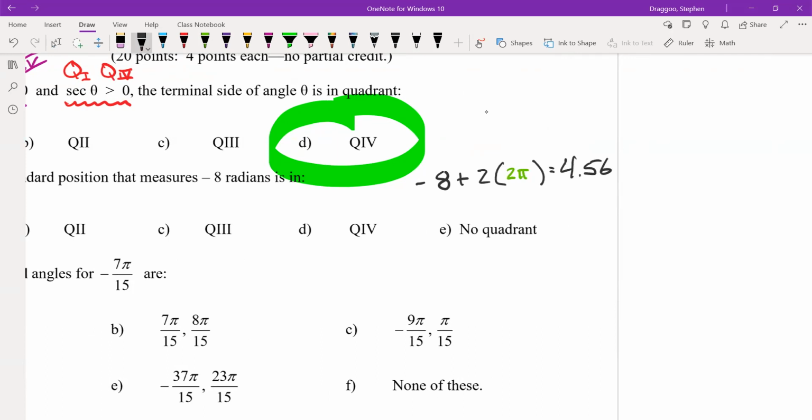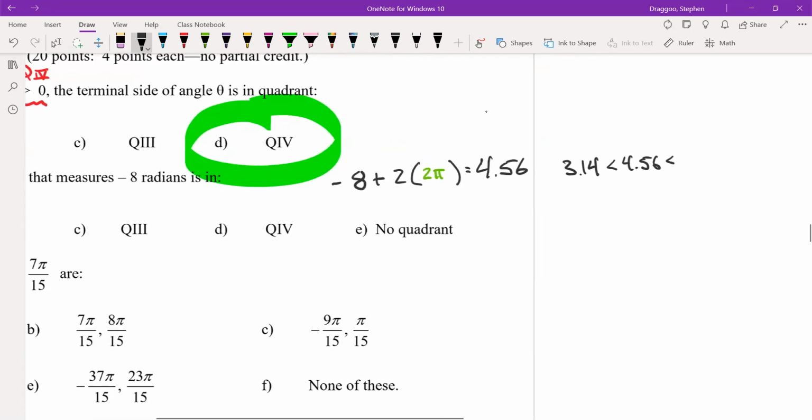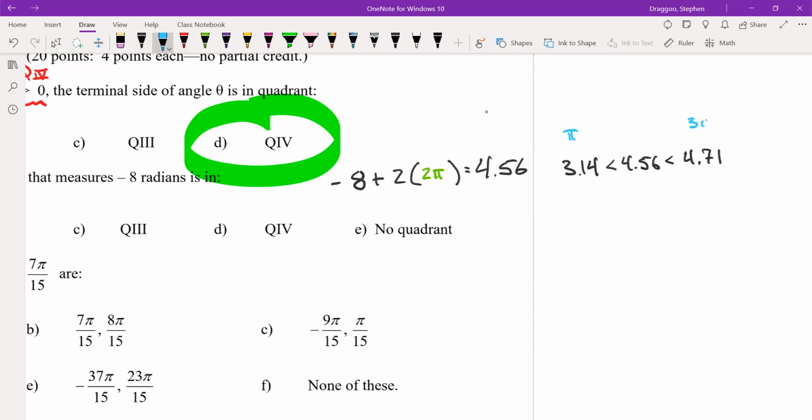And then just compare 4.56 to the boundaries between quadrants. Pi is 3.14, and 4.56 is bigger than that. But 3 pi over 2 is 4.71. So this is pi, this is 3 pi over 2. If I'm in between the pair of those angles, I must be in quadrant 3. So quadrant 3 for this one.